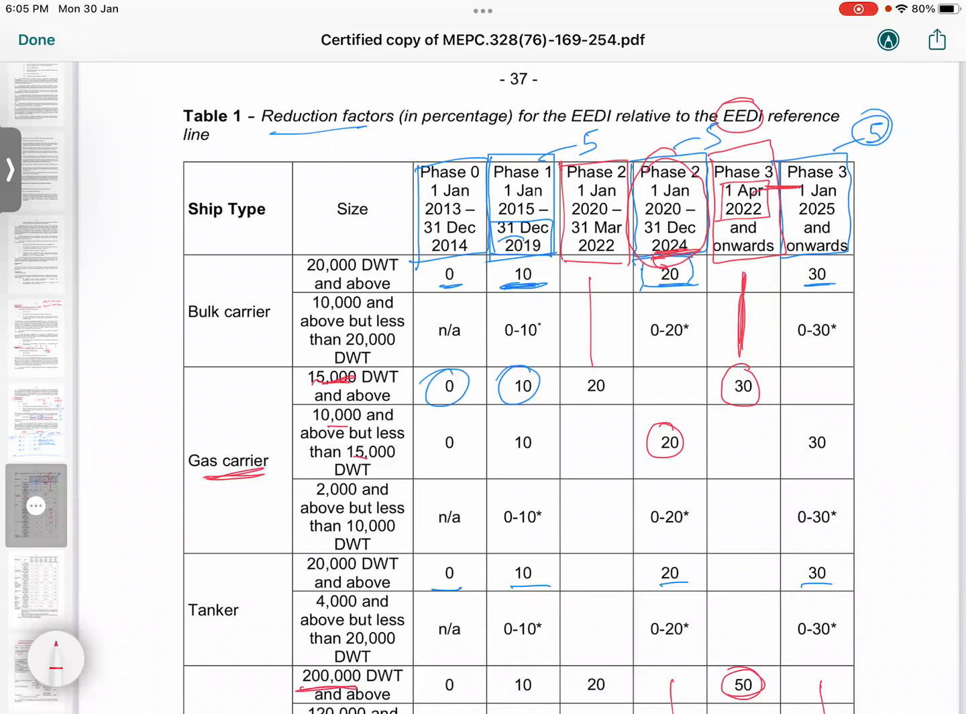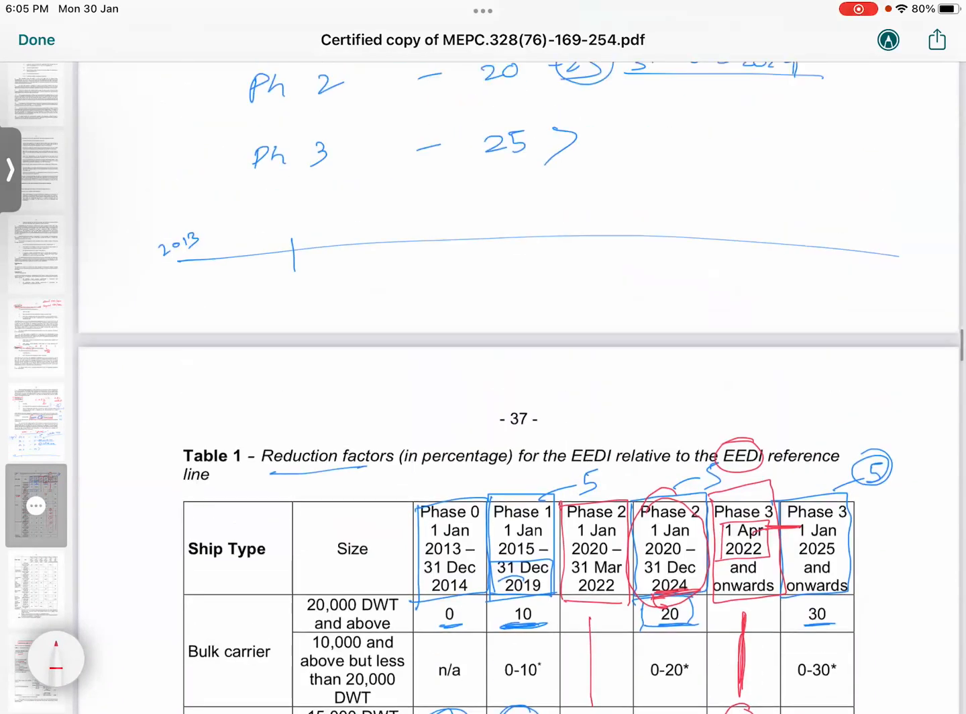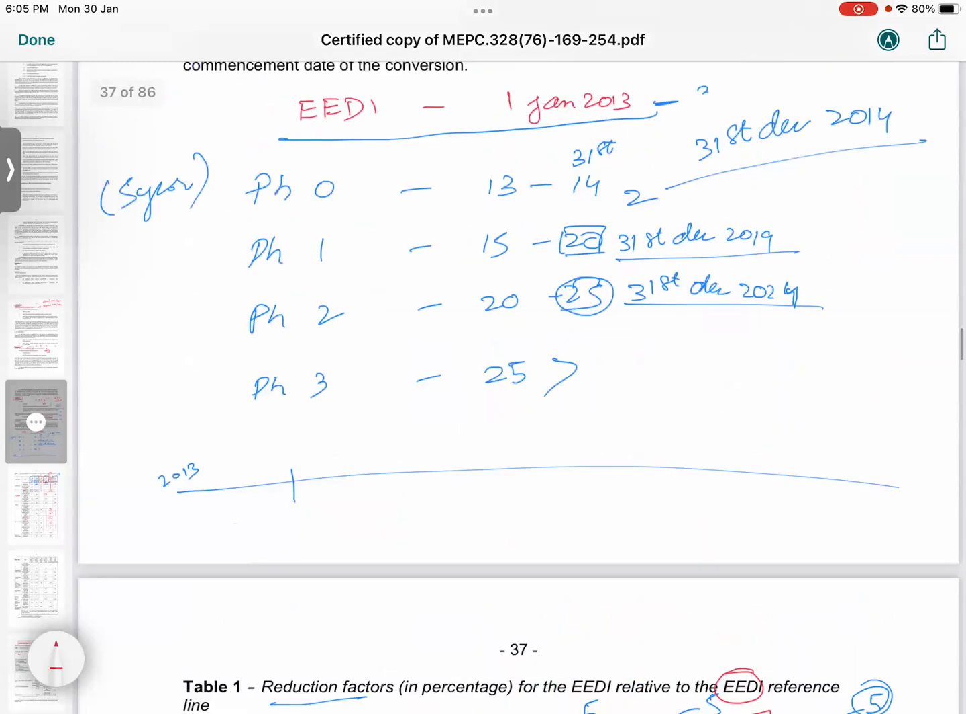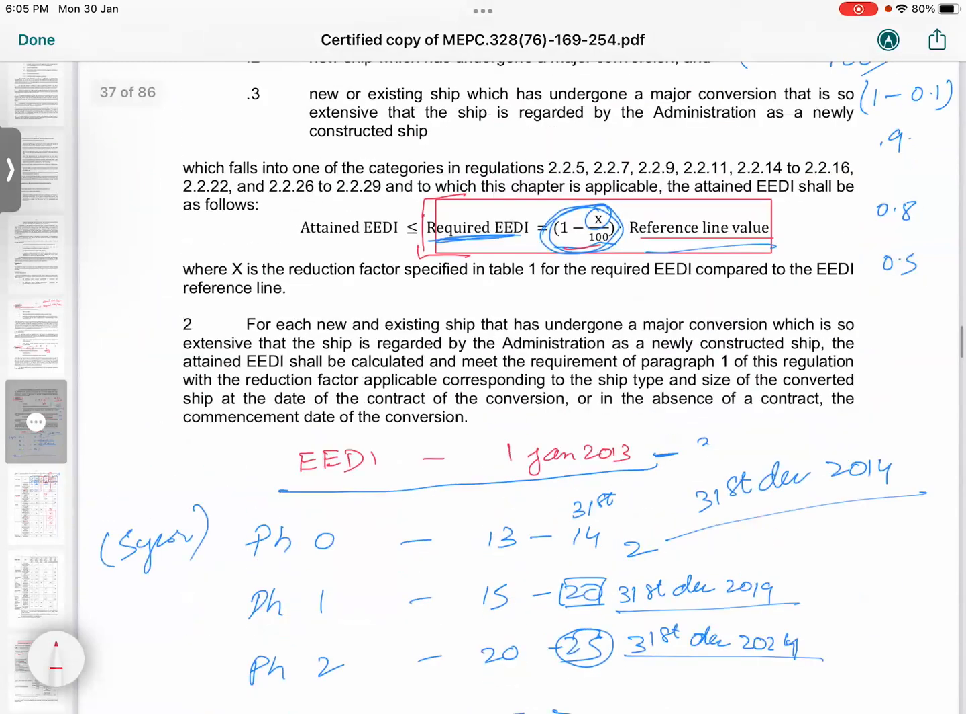Type पे भी depend करेगा and size पे भी. They have already targeted the big size gas carrier, but छोटे वाले के लिए अभी भी थोड़ा relaxation है. They have asked them to relax until now. We are still in phase 2. Guys, you understood the basic concept? Yes, sir. Clear, sir. And this is very important. It should be crystal clear.